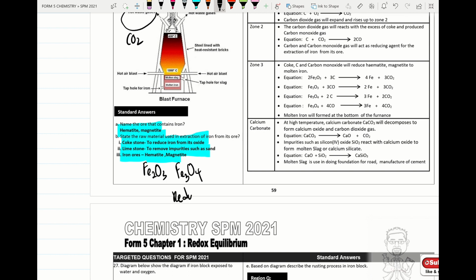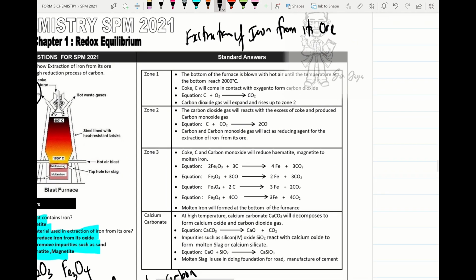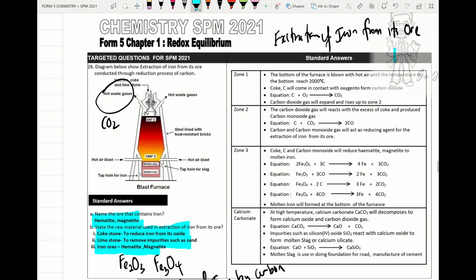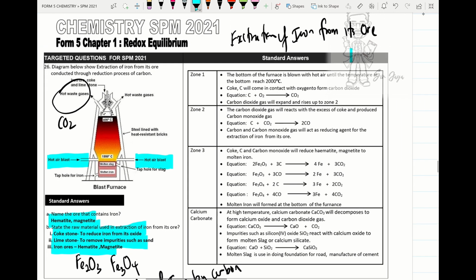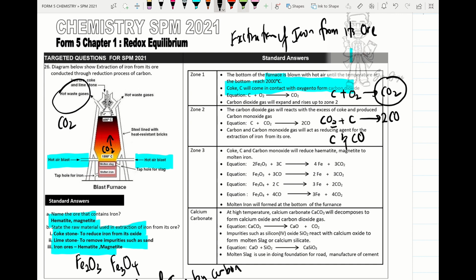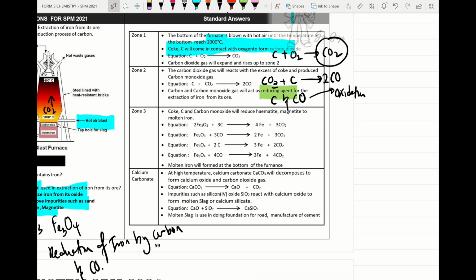In this reaction, we use reduction of iron by carbon and also carbon monoxide. Please remember the reaction that occurs at zone 1. The blast furnace is blown with hot air, until the temperature at the bottom reaches 2000 degrees Celsius. Then the coke comes in contact with oxygen to produce carbon dioxide. The carbon dioxide expands and rises up, and comes in contact with coke again, and it produces carbon monoxide. Balance the oxygen, I put 2 here. The carbon and carbon monoxide act as reducing agents. Please remember, they undergo oxidation.